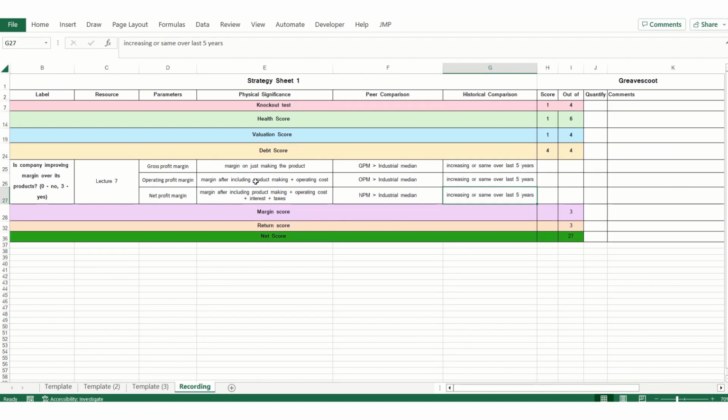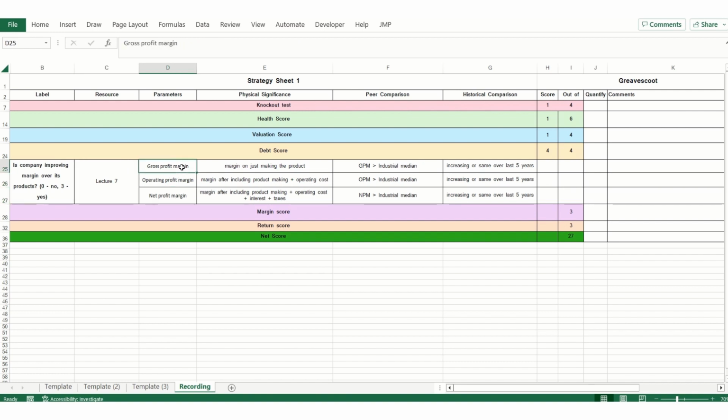Now, the next thing which you have to look at is whether your company is improving its margin over its product, whether your company is improving its profit margin or at least maintaining the same margin. It should not happen that your company's margin is reducing. That would really affect its profit and the whole business. Okay. So you can find these ratios in lecture 7, and we are going to discuss the gross profit, the operating profit, and the net profit.